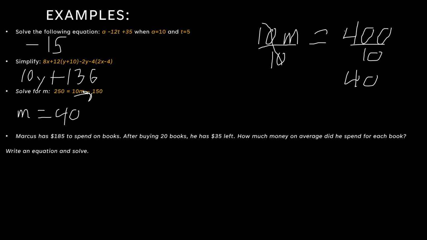So now to double check that, we can plug it back in. We know that 40 times 10 is 400, minus 150 equals 250.